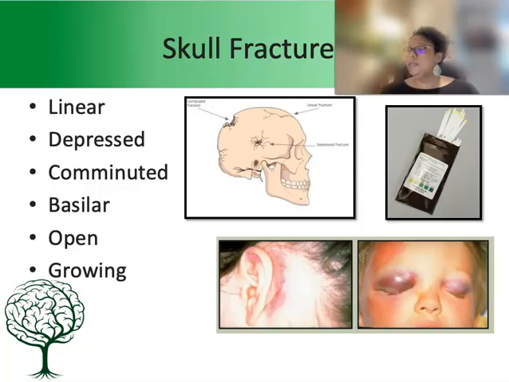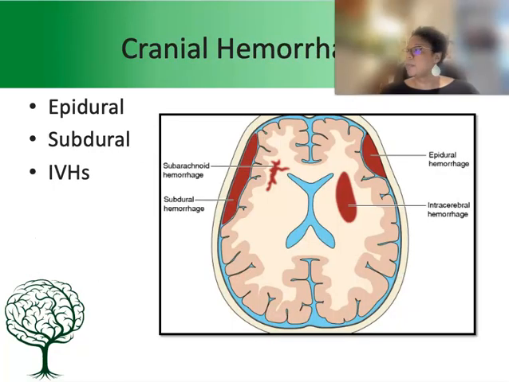Now we're going to go into hemorrhages. So we're going to talk about 3 of them. There's another one we're going to talk about in class that we typically do see with children. It's not a good one, but we'll talk about it in class. So epidural, subdural, and IVHs. IVHs are specific to our neonatal population.